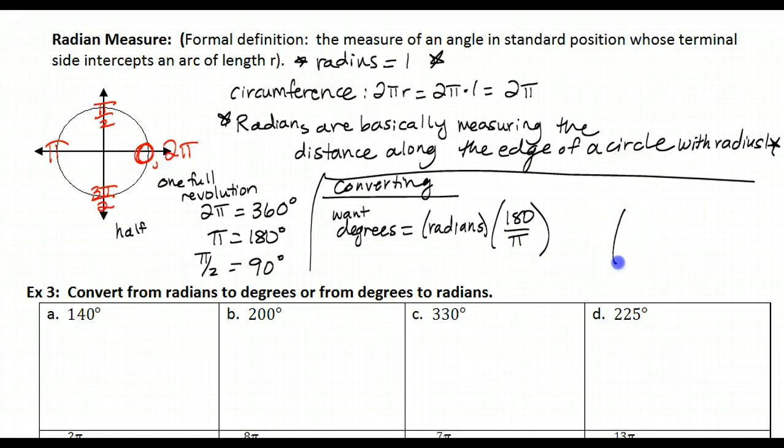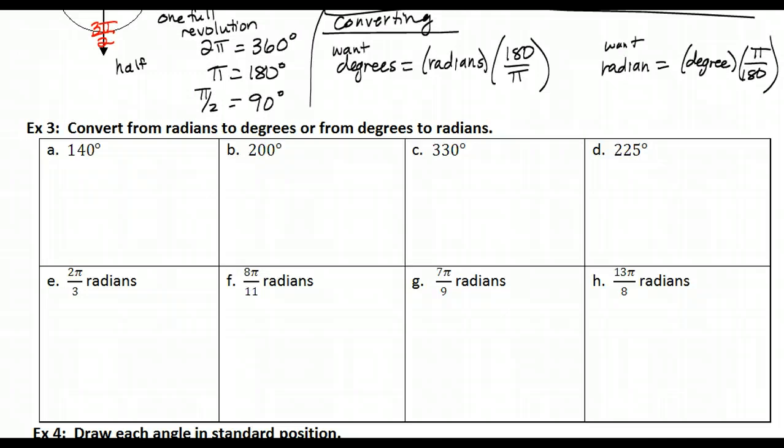And I could have done 360 over 2 pi. I just didn't because 360 and 2 reduces to 180. So I'm just using the half circle instead of the full circle. And then the other formula is, if you want a radian measurement, I'm going to take the degree measurement that was given to me, and I'm going to multiply by pi over 180. So I just flip it, just like you did back in science class with other conversions.